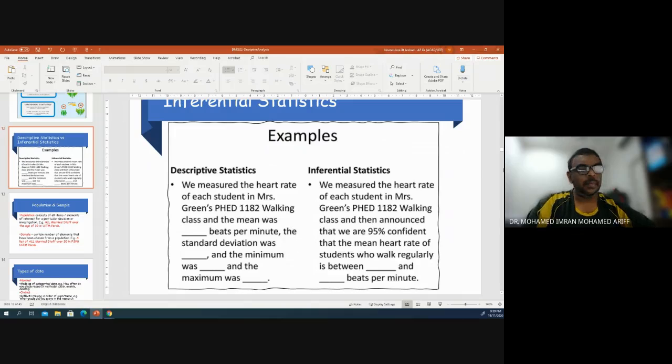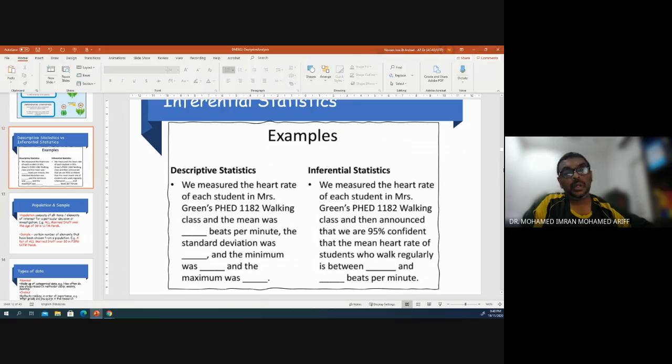Okay, beberapa example. We measure the heart rate of each student in Mrs. Green's class, and the mean was berapa beats per minute, the standard deviation was berapa, the minimum was berapa, and maximum was berapa. So dalam research ni, dia orang masuk satu kelas and they measure heartbeat setiap pelajar dalam kelas tu, and then from that they found out that mean tu berapa, standard deviation tu berapa, minimum heart rate tu apa, and maximum heart rate tu apa. Itu saja. Okay, that is descriptive.